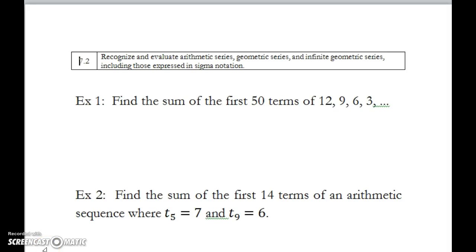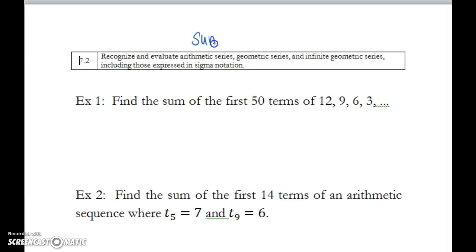Standard 7.2: recognize and evaluate arithmetic series, geometric series, infinite geometric series, including those expressed in sigma notation. Standard 7.1 is on sequences, or finding particular terms, and 7.2 is on adding those terms up. That's what a series is. A series is when we're finding a sum. So this whole standard is about finding sums.